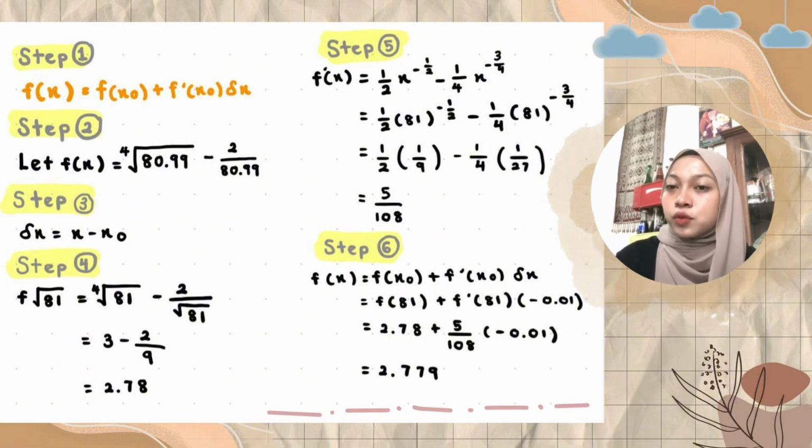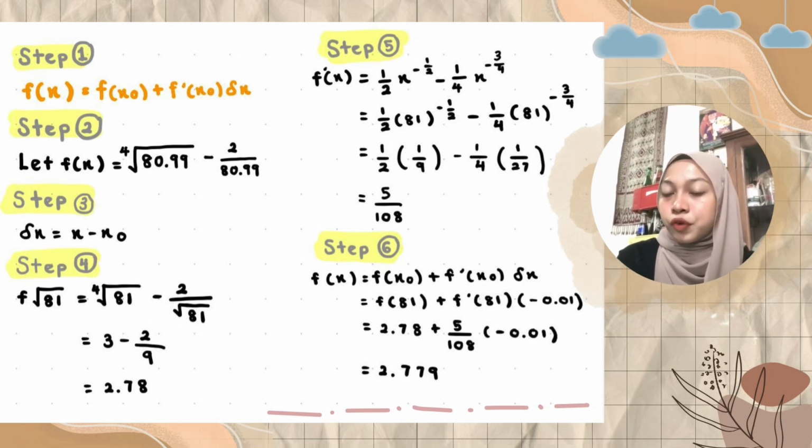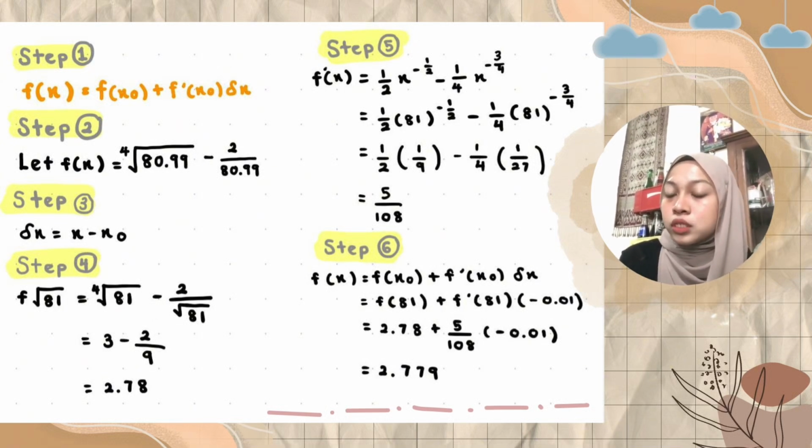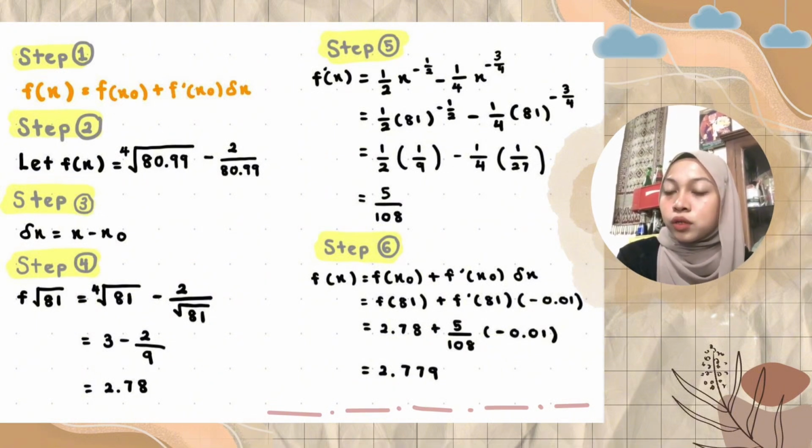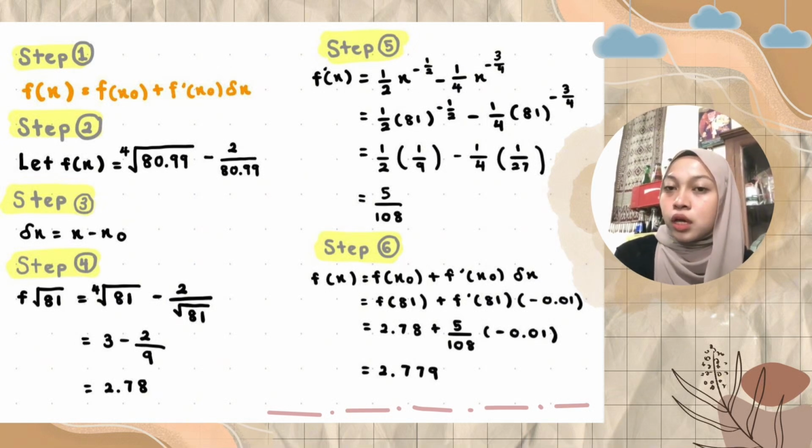For step 5, we use the formula f prime of x equals 1 over 2 x to the power of negative 1 over 2 minus 1 over 4 x to the power of negative 3 over 4. Next, we compute the value at x0, which is 81. So 1 over 2 times 81 to the power of negative 1 over 2, minus 1 over 4 times 81 to the power of negative 3 over 4. Next, we calculate using the calculator and we get 5 over 108.